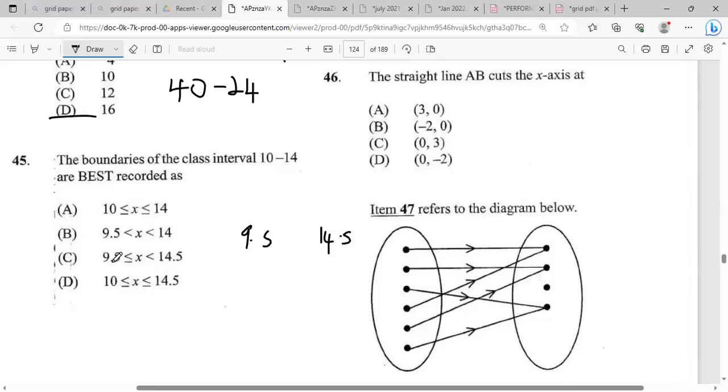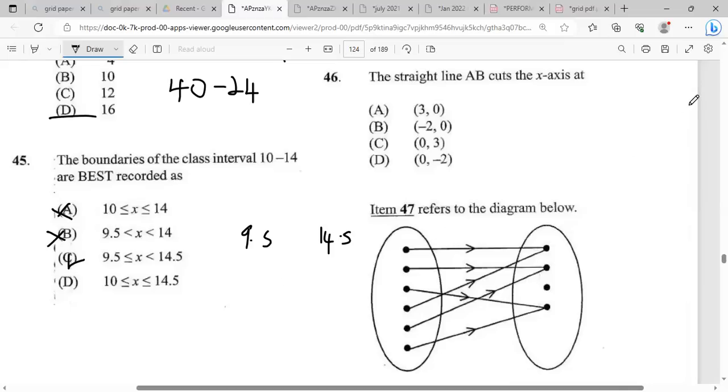So we're left with another task now. Let's start to eliminate some options. Couldn't be this, 9.5 and 14. Couldn't be this, because see, there's a 10 in this one. I notice they say boundary, so I'm going to go with this one: 9.5 less than or equal to, less than 14.5.